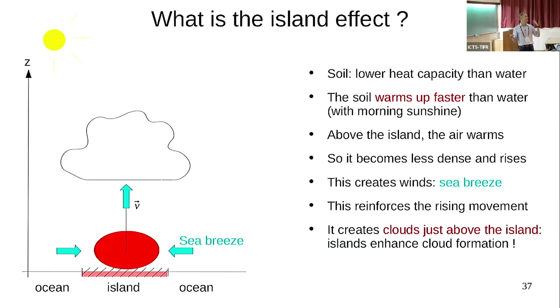When you have that, it creates a sea breeze. And so this sea breeze is reinforcing, right? You were mentioning that you have advection from the sides or, let's say, dynamical features that can create convergence, which is the case here. And this convergence in the island case is reinforcing the formation of clouds, yeah? So it reinforces the rising movement. And so with this example, what's the conclusion? It creates clouds just above the island. Islands enhance cloud formation, yeah?